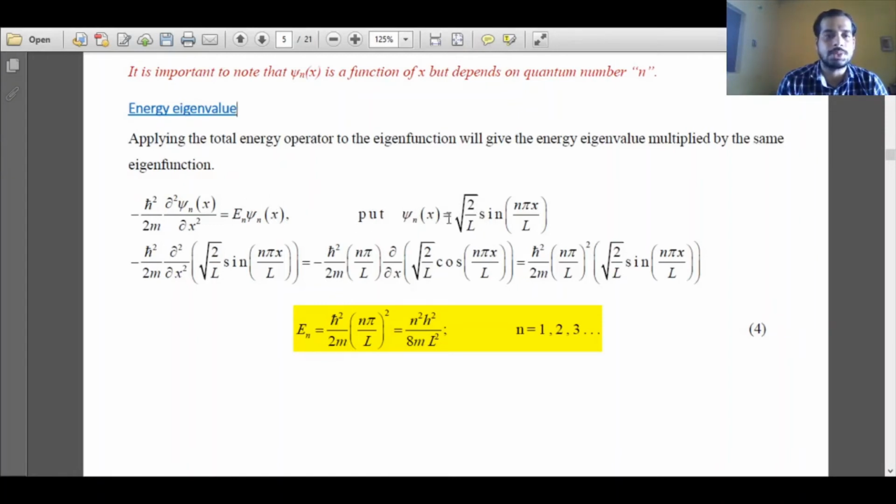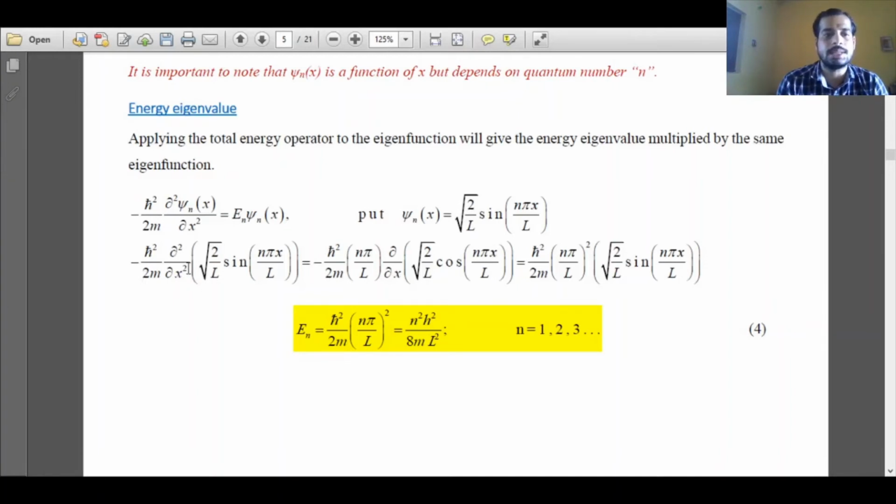So if I substitute and regenerate the wave function on the right-hand side, if I get back this wave function again, then the constant associated with this wave function will be called energy. So I'll substitute the psi value, this wave function, in the left-hand side.